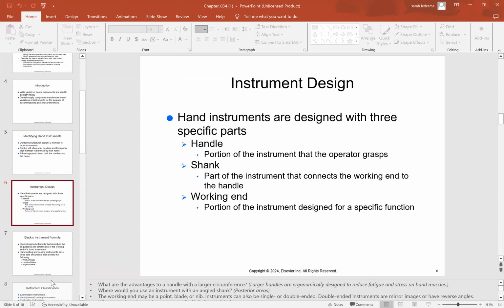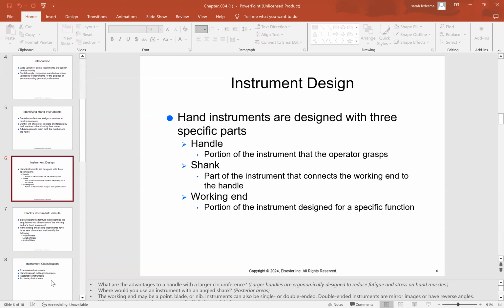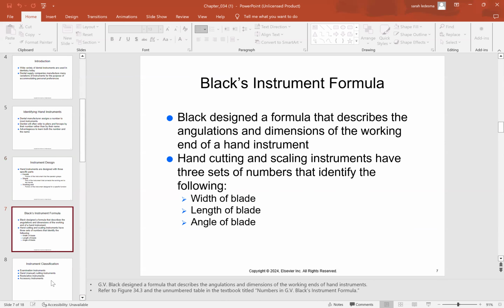So we talk a little bit about ergonomics with the handle. You will see when you get out and start talking to reps and providers that some may like a wider or lighter type handle to help with hand fatigue. In this chapter, we also talk about the instrument formula. So Black designed a formula that describes the angulations and dimensions of the working end of a hand instrument. Hand cutting and scaling instruments have three sets of numbers that identify the width of the blade, the length of the blade, and also the angle.